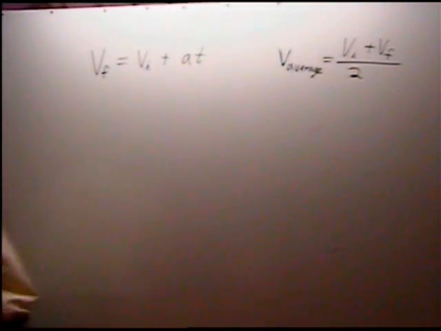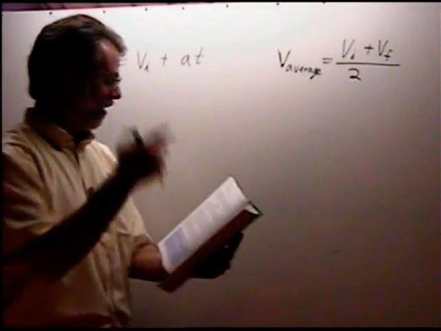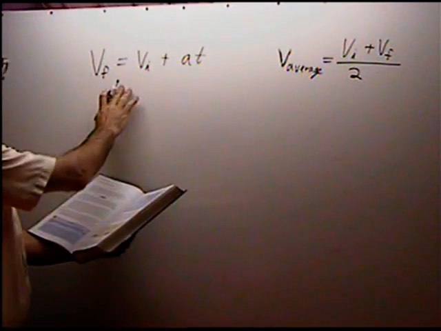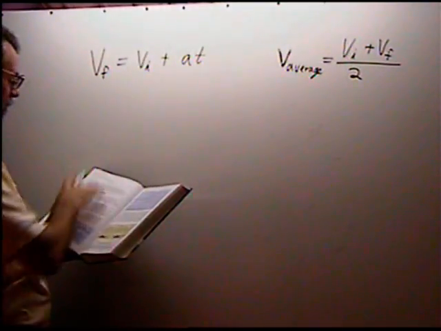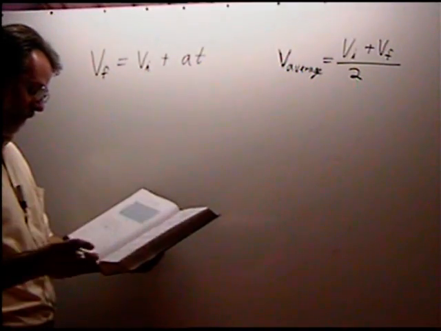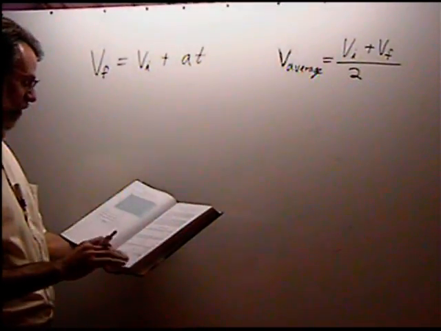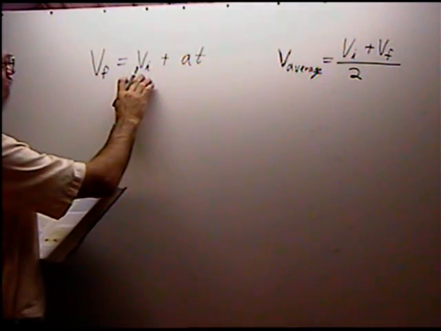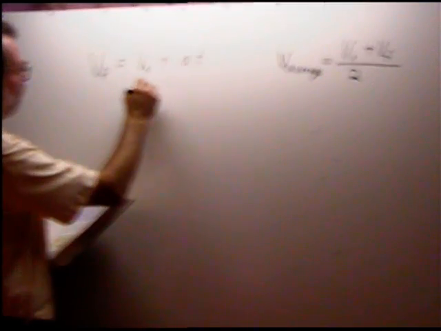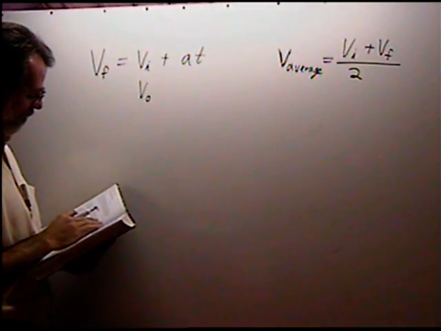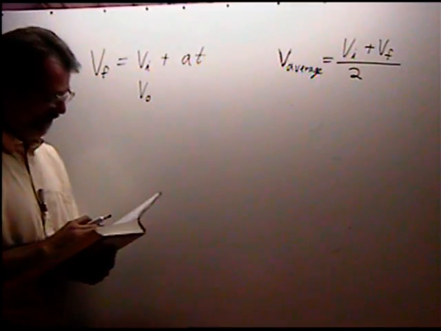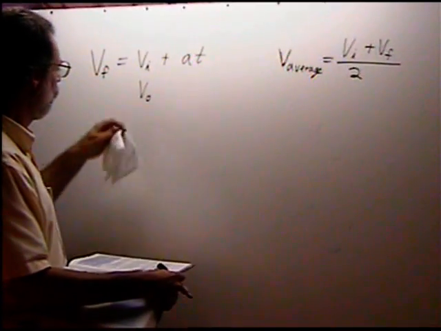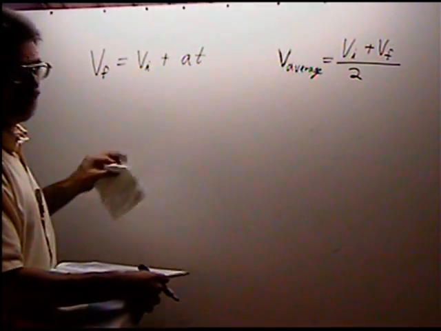Okay? Now, if you look on page 38, in fact, you will see that they derive this equation right on page 38 and over to 39. Now, in the book, they call the initial velocity v naught. I should say v naught. They call it v naught. But just to make it clear, in my discussions here, I'm just going to simply call it vi for v initial.